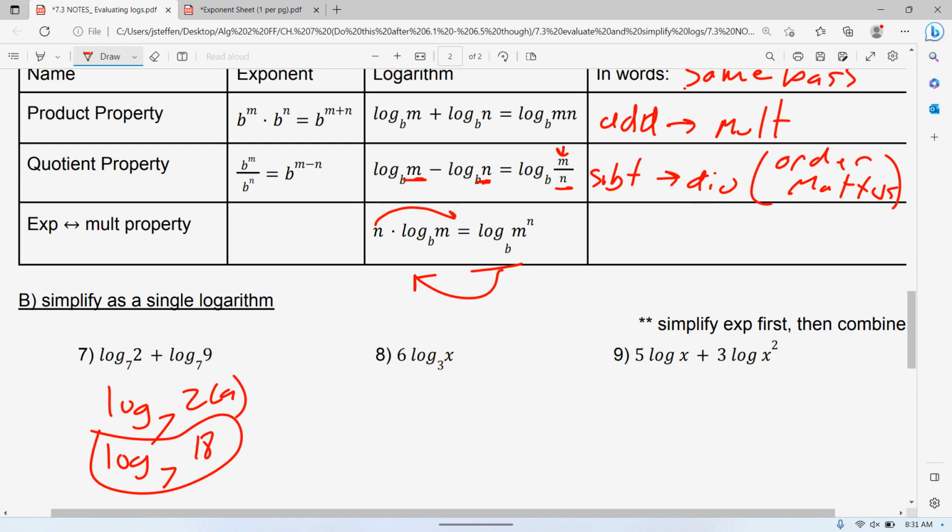Then the next one, number 8, you're multiplying by 6, so that 6 moves up as an exponent. So it's log base 3 of x to the 6th. A property.